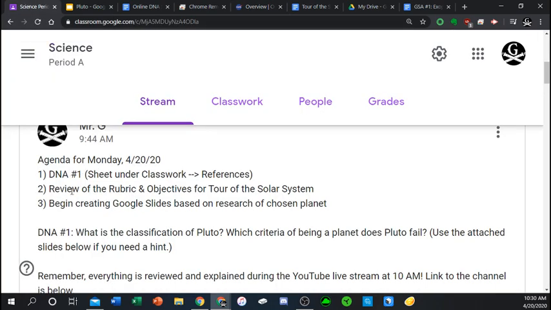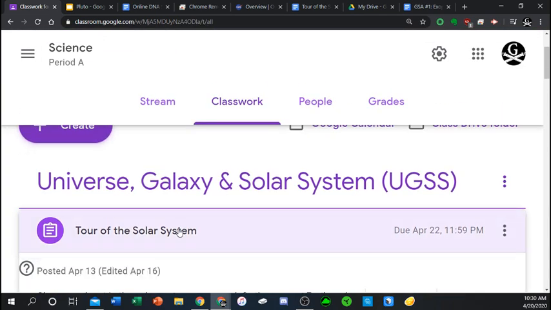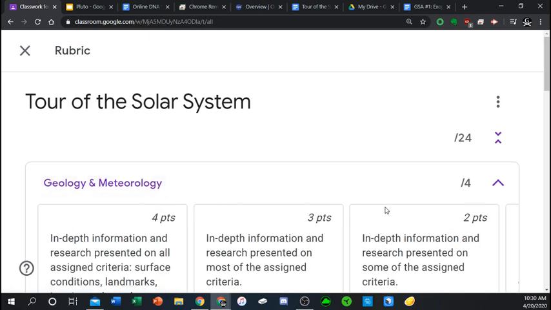So we've done our DNA, kind of briefly led into the tour of the solar system, the 8 planets. Review the rubric one more time, the objectives for the tour of the solar system, and then you're going to start making your slides if you haven't already done so. So under classwork, tour of the solar system, rubric, 6 criteria, 24 points.